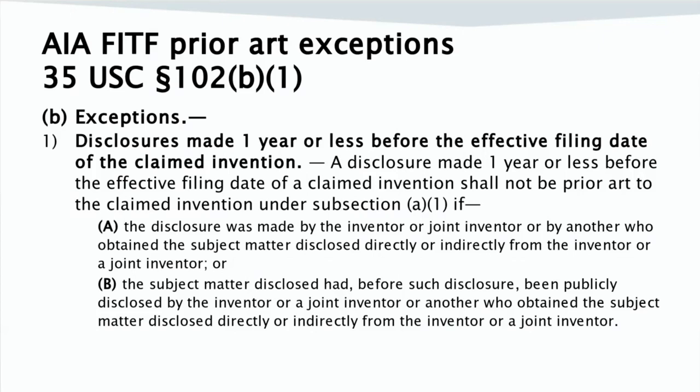Section 102(b)(1)(B) is sometimes called the prior public disclosure exception. This exception can apply to a third-party grace period disclosure only if there is an earlier grace period disclosure made by or originating from the inventor or a joint inventor. The relevant subject matter of the third-party grace period disclosure must have been previously publicly disclosed during the grace period by the inventor or a joint inventor, or by another who obtained the subject matter from the inventor or a joint inventor.